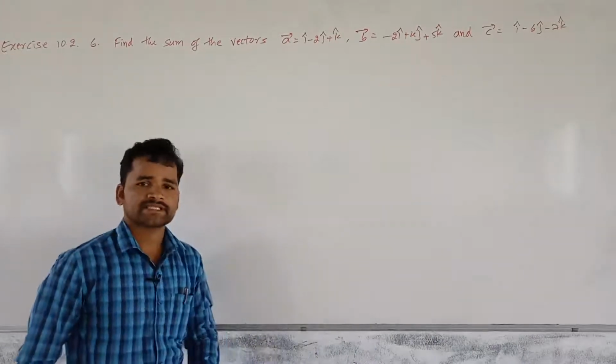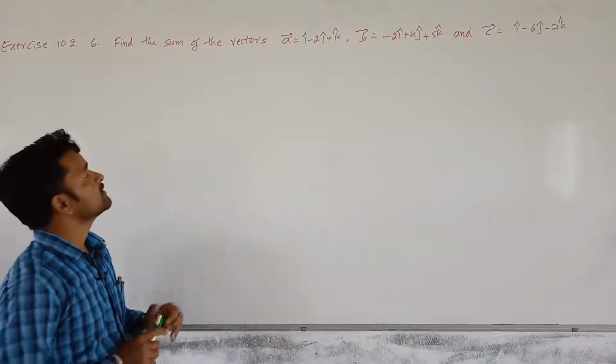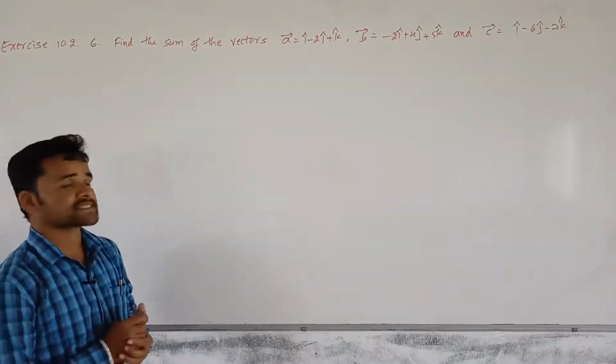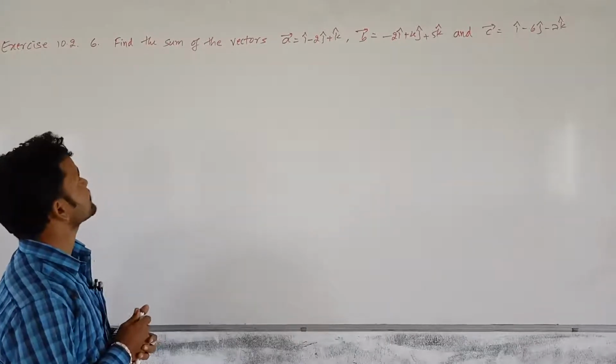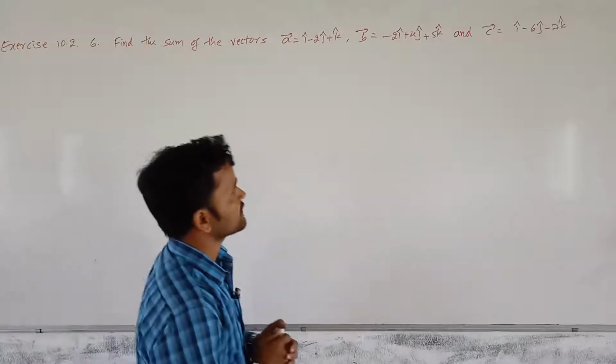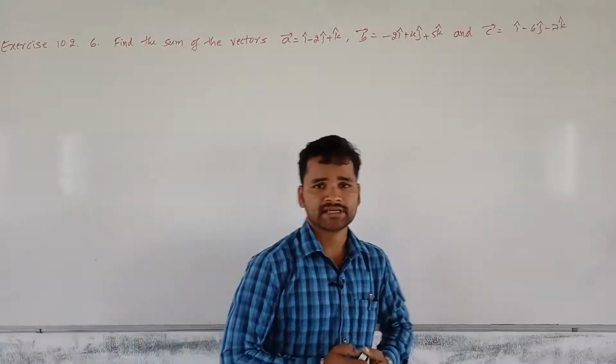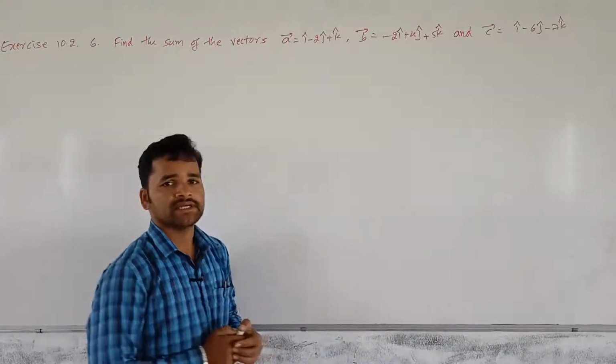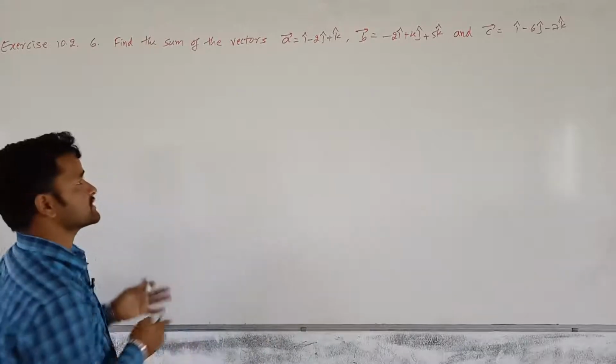We are solving exercise 10.2. In that, question number 6. Question number 6 is given as: find the sum of the vectors vector A, vector B and vector C. There are 3 vectors given to us. We need to find a sum of all these.